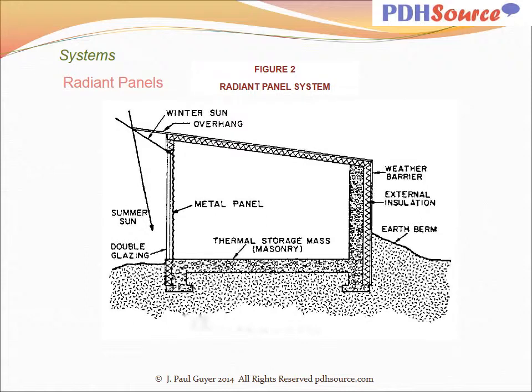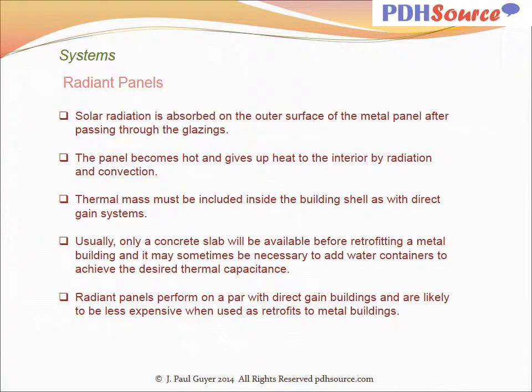Figure 2 indicates the fundamental elements of a radiant panel heating system: south-facing apertures with double or triple glazing, a metal panel mounted immediately inside of the south-facing aperture, the thermal storage mass, the insulation in the ceiling and walls, and the overhang as indicated. Solar radiation is absorbed on the outer surface of the metal panel after passing through the glazings. The panel becomes hot and gives up heat to the interior by radiation and convection.